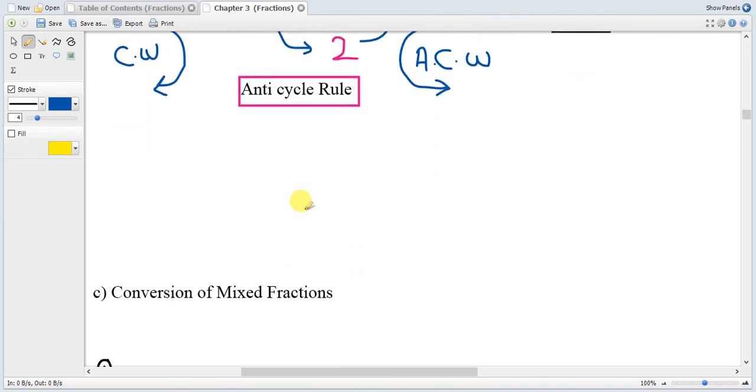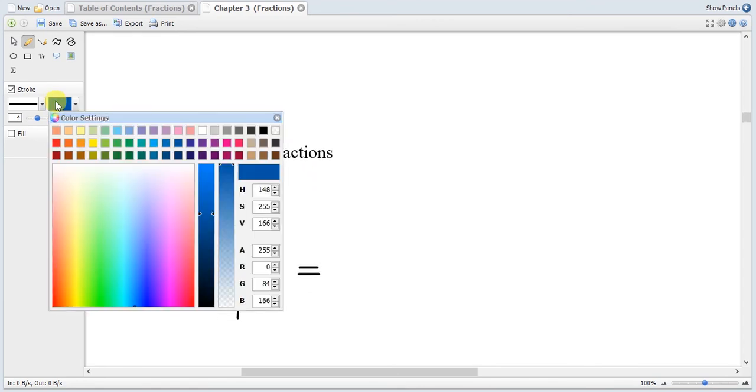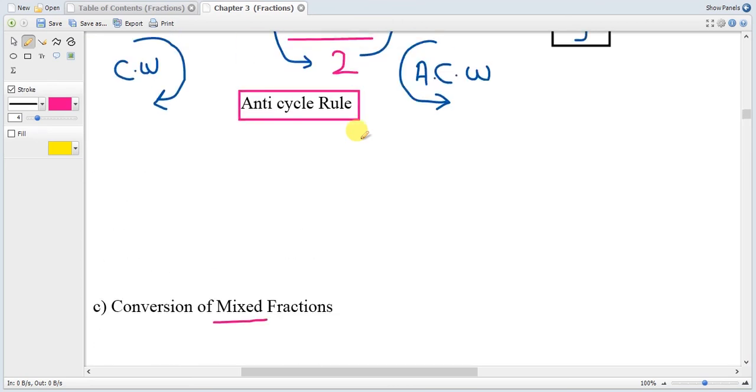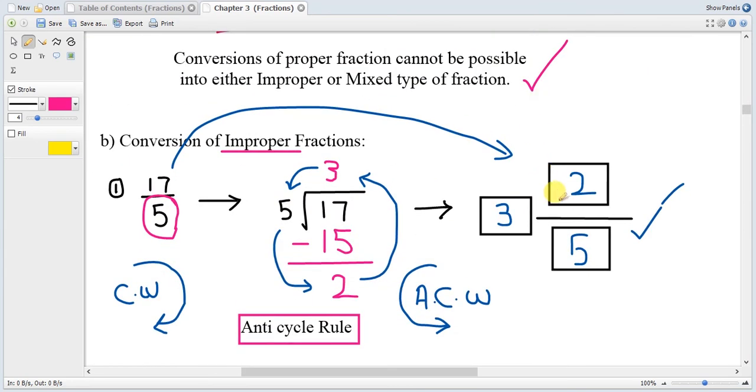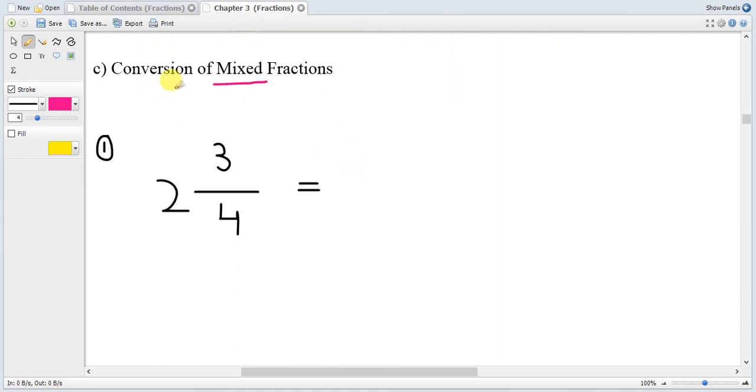Here we have another example. Now we are moving on to the third category, conversion of mixed fractions. We have already discussed two types: proper, which we cannot convert, and improper, which we can convert into a mixed fraction, not into a proper fraction. Now a fraction is given to us, and it is a mixed type of fraction. Let's convert it.